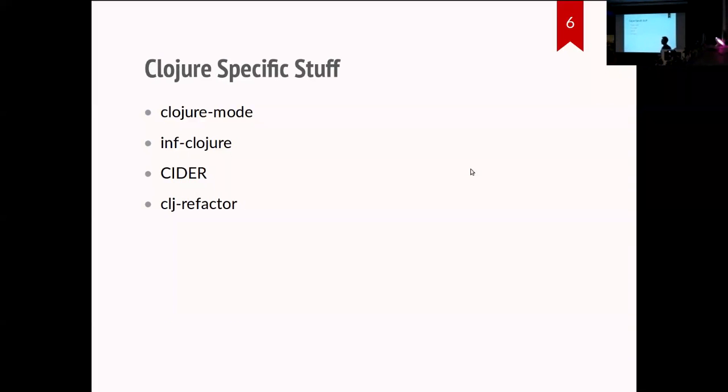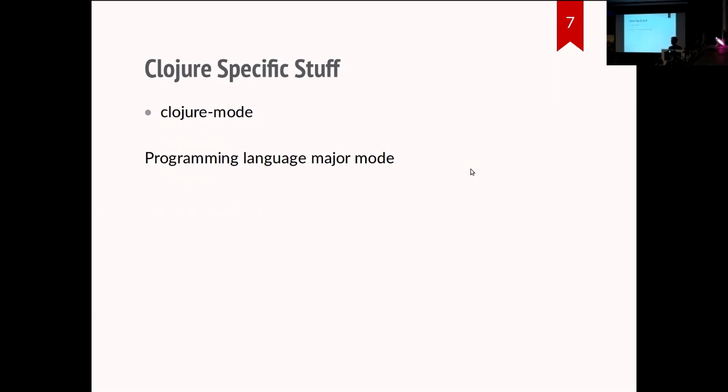And then there's Clojure-specific stuff. There's Clojure mode, there's Inferior Clojure, there's Cider, and there's CLJ Refactor. I'm going to talk about each of these a bit. Clojure mode is like the way that you have Emacs Lisp mode or Ruby mode. It's your typical programming language major mode. But it has some cool features, which I'll talk about.